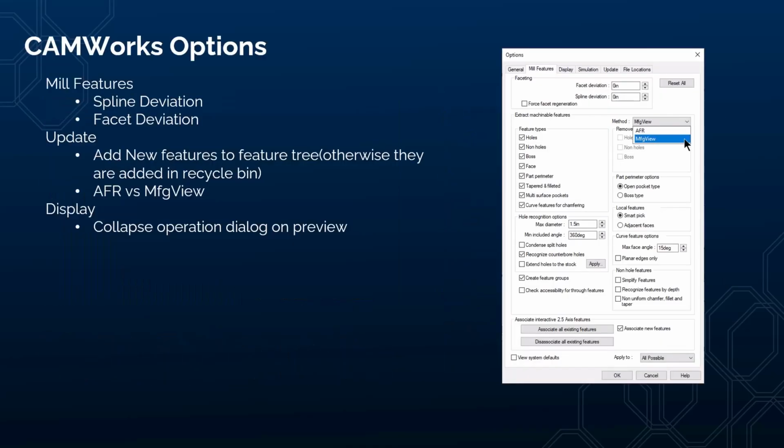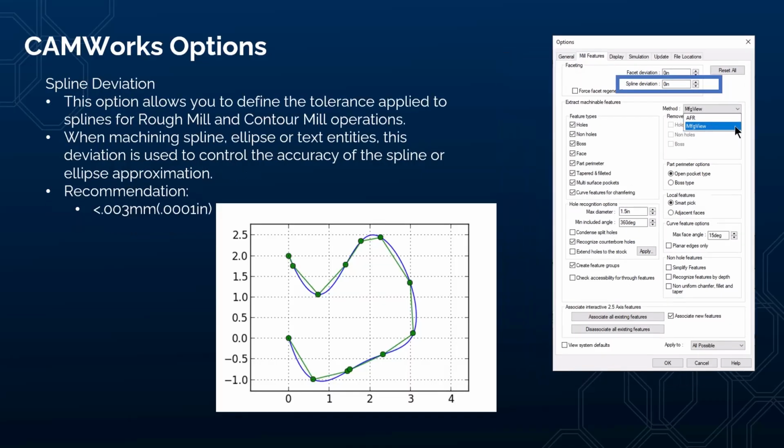We'll begin by exploring some CAMWorks options that you may not have been aware of. We'll take a look at some settings under the Mill Features, Update, and Display pages. The first setting under the Mill Features page that we'll take a look at is the Spline Deviation setting. This option allows you to define the tolerance applied to splines for rough mill and contour mill operations.